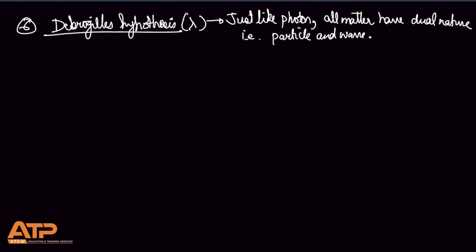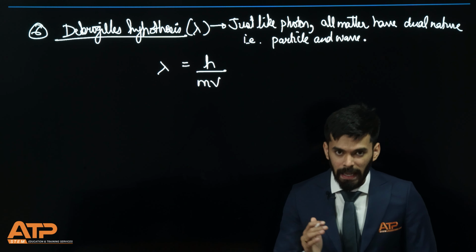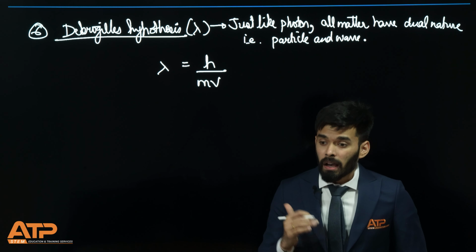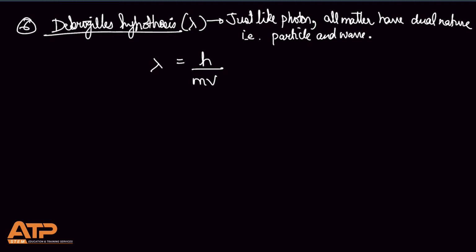So de Broglie said that just like photons have a dual nature, all types of matter must also have dual nature. And he even gave the formula to calculate wavelength of matter. And that formula was lambda equals h upon mv, where h is Planck's constant, m is mass of the object whose wavelength we are calculating, v is the velocity of the object whose wavelength we are calculating.